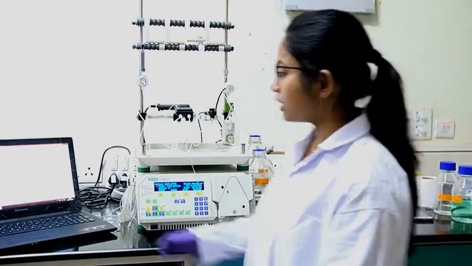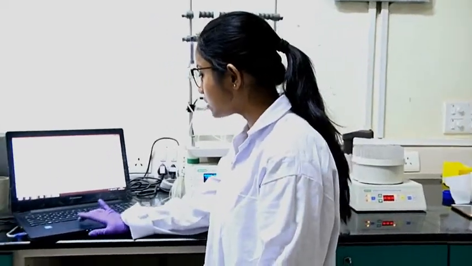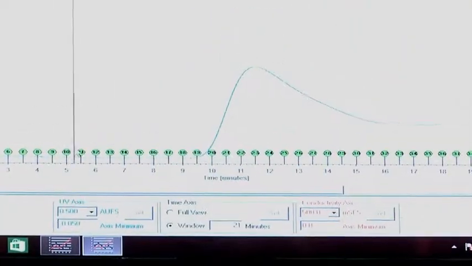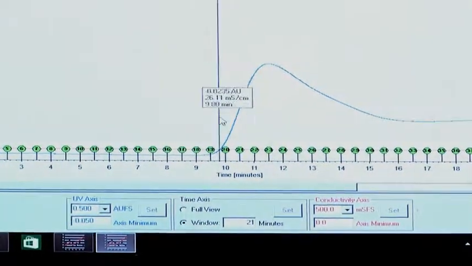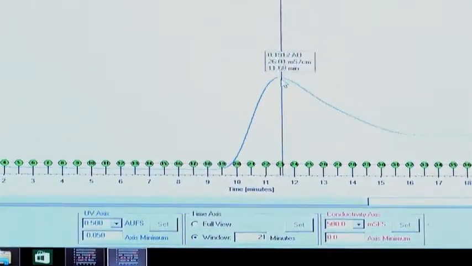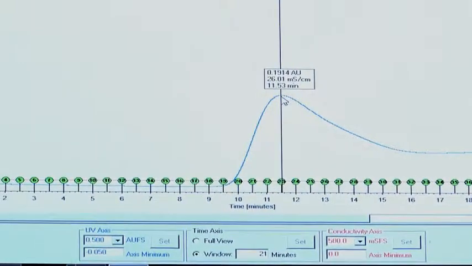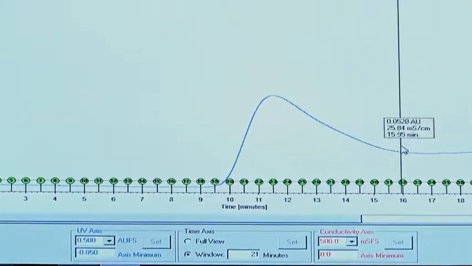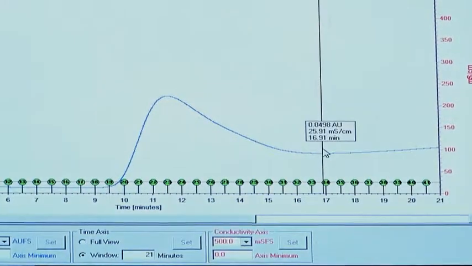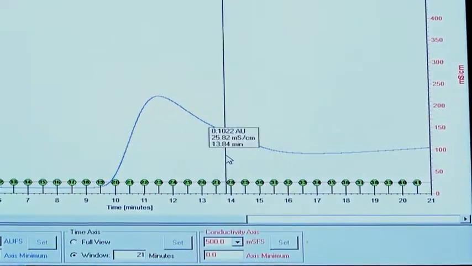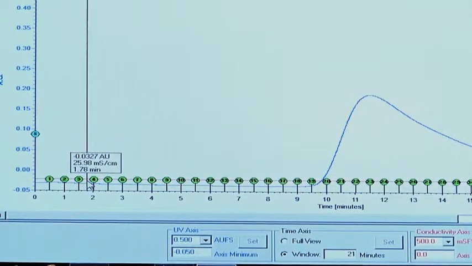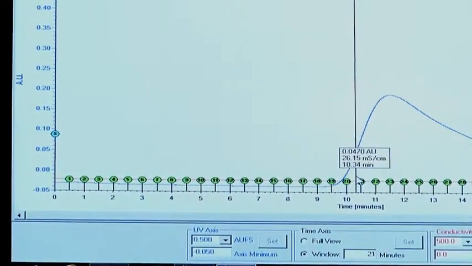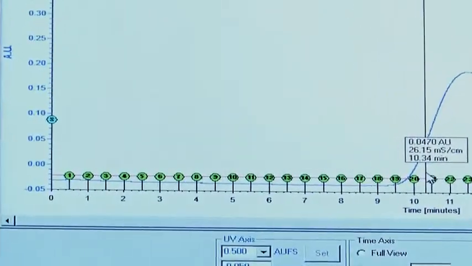Now our program has finished. In this monitor you can see it was going as a straight, constant line, then the blue line went up here. This peak shows that my protein has come out from the column, and then it went down as all the protein has come out, and then it became flat again. As I mentioned earlier, these green balls show in which fraction my protein is collected.